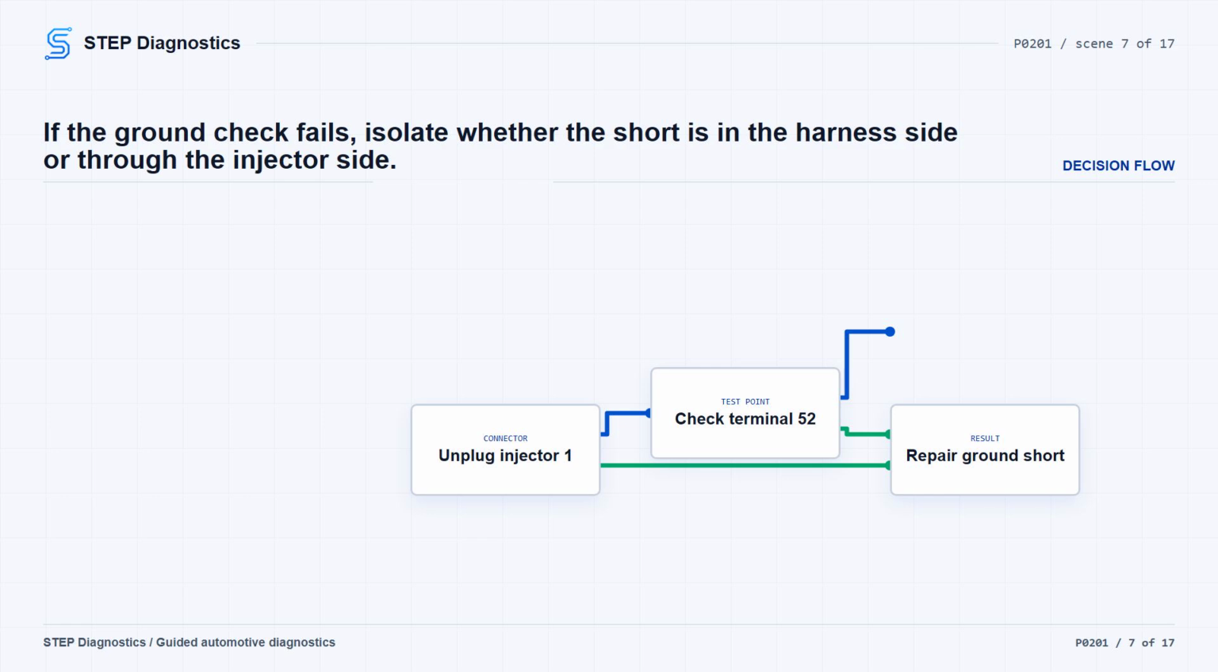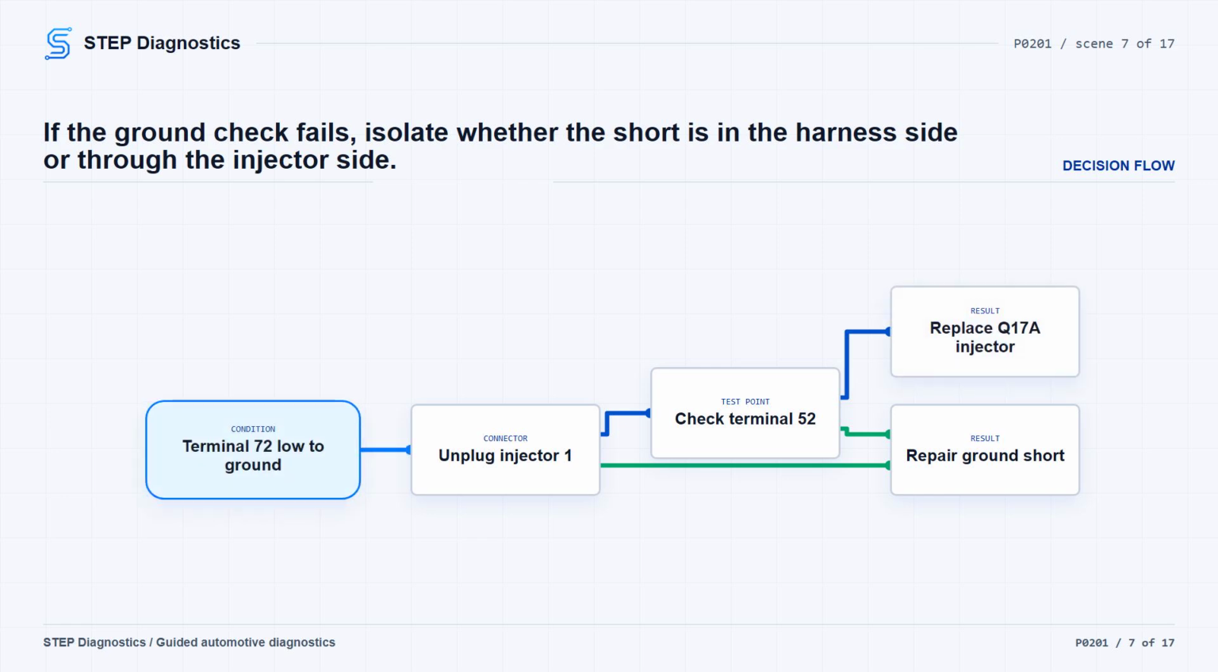If it changes to infinite resistance, move to the other side of the injector circuit and test control module harness terminal 52 to ground. Less than infinite resistance there means repair the short to ground. Infinite resistance there supports replacing the Q17 fuel injector.